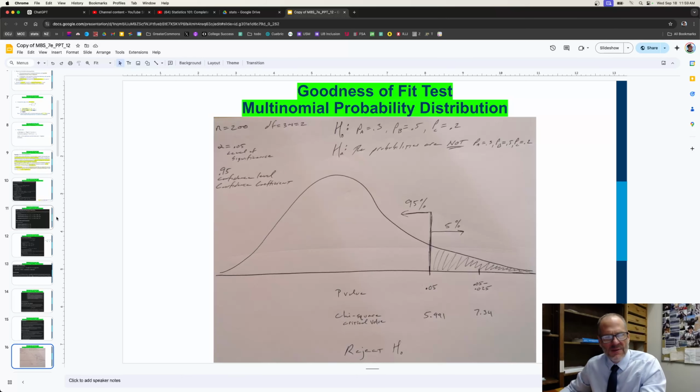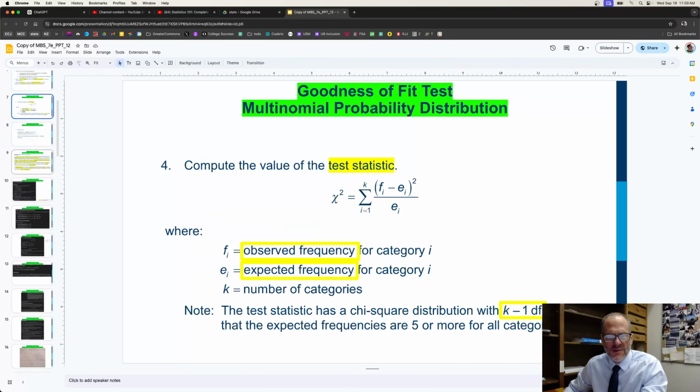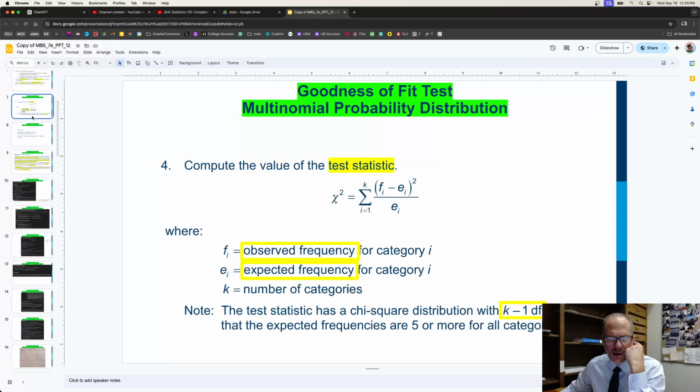So even here, at 0.05 probability, how do we calculate our degrees of freedom? We could come back here and look for where we calculate degrees of freedom. It's k minus 1. With k, we have three categories: company, product, A, B, and C, so three. So the degrees of freedom are k minus 1, 3 minus 1, which is 2 degrees of freedom.